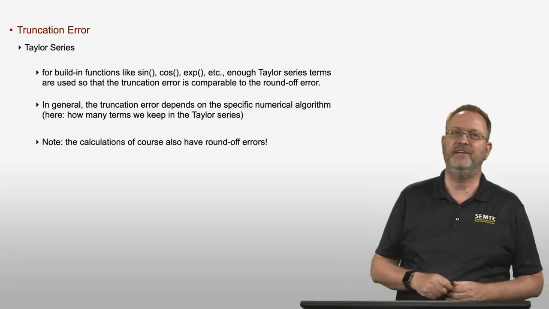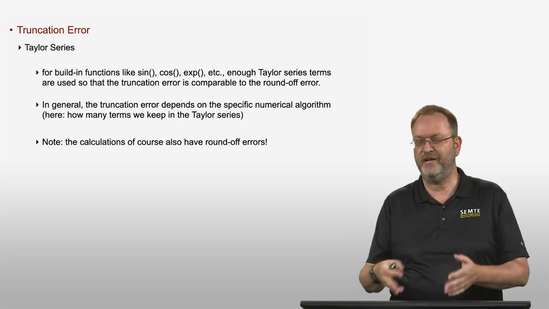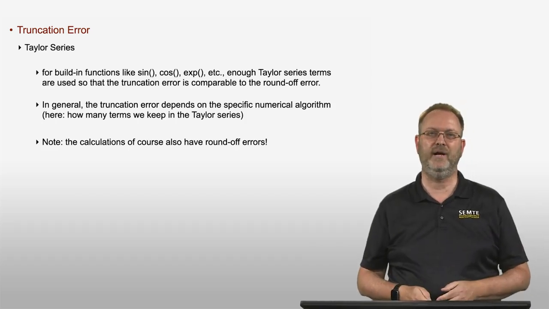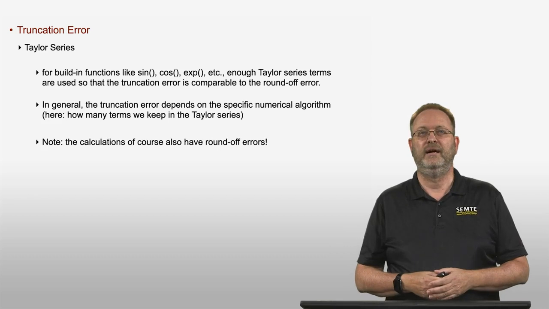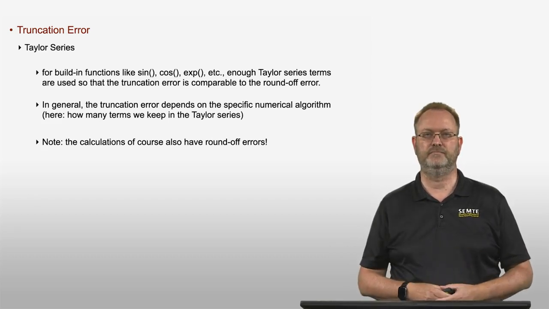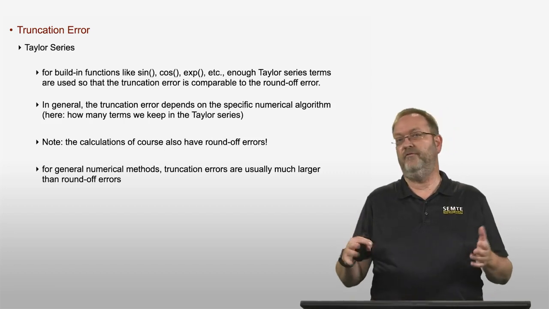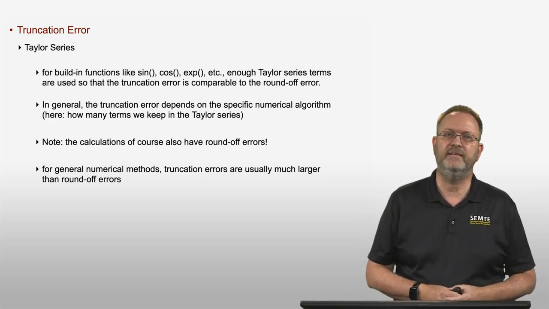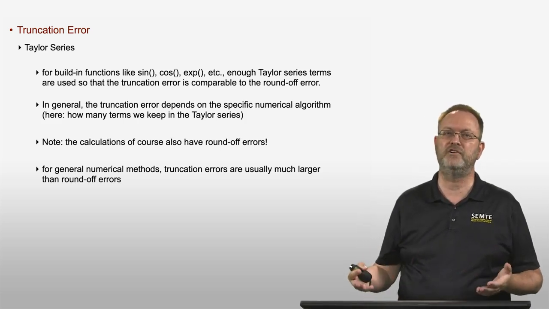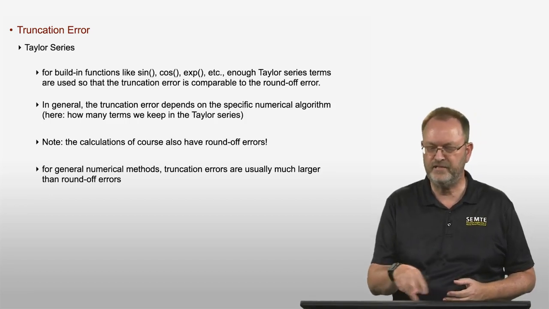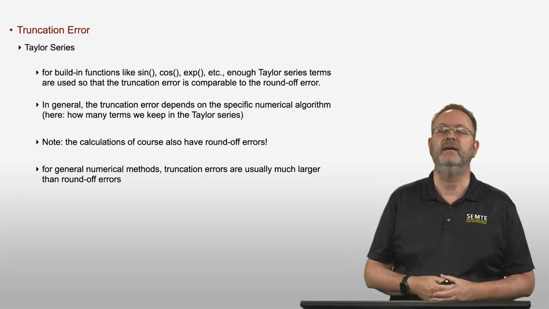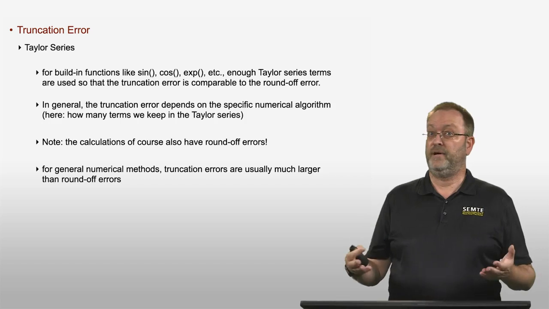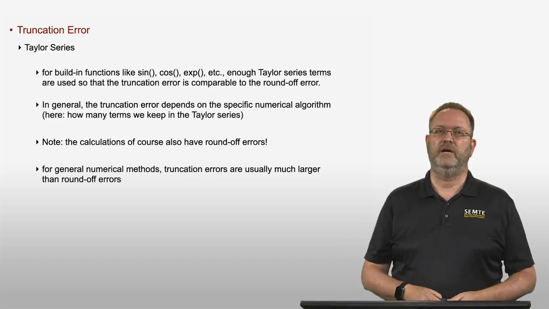Now, I would like to point out that, of course, when we do these calculations, each one of these operations, they do have round-off errors as well, right? The round-off errors are always there on top of the truncation errors. Now, in general, if we have quite complex, complicated numerical methods, it is generally the case that the truncation errors are much larger than round-off errors. That is not the case for these built-in functions like the sine and the cosine, but for most of the numerical methods that we will cover in this class, the truncation error will be larger than the round-off error.